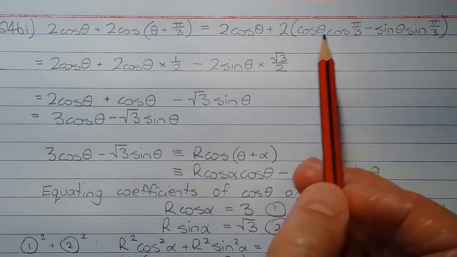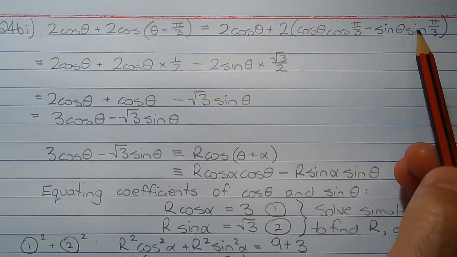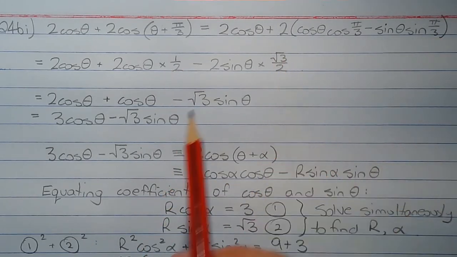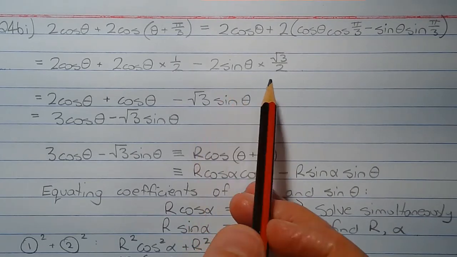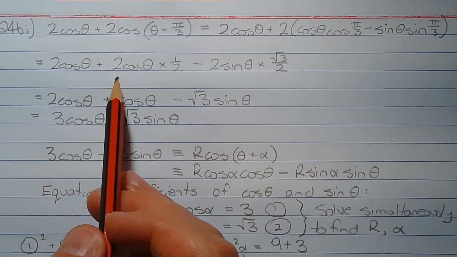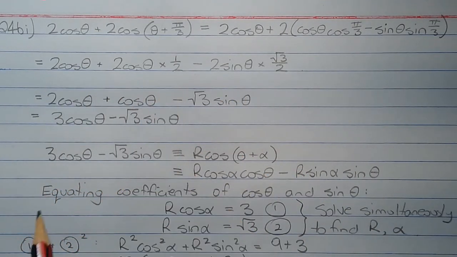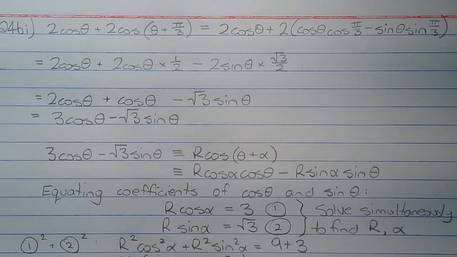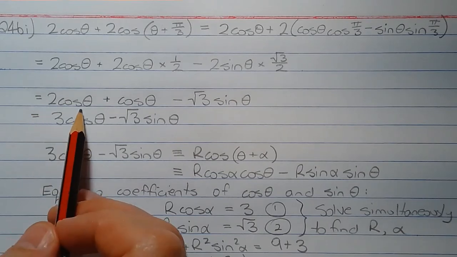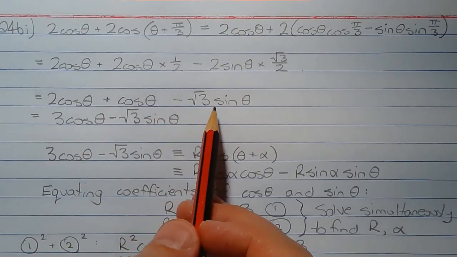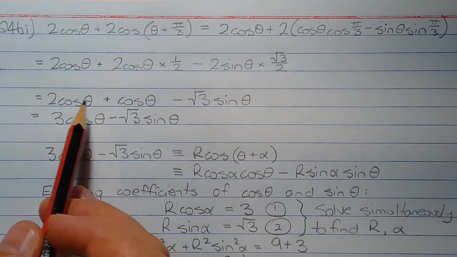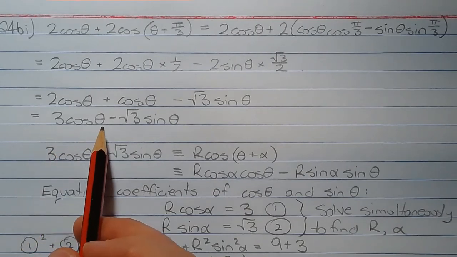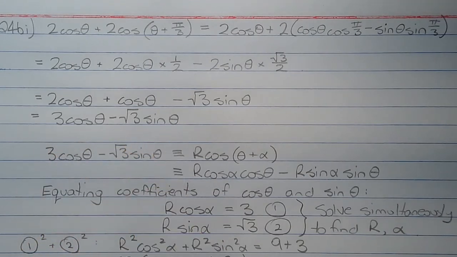Now cos pi over 3 is equal to half, and sine pi over 3 is equal to the square root of 3 over 2. So the expression becomes 2 cos theta plus 2 cos theta multiplied by half minus 2 sine theta multiplied by the square root of 3 over 2. And that equals 2 cos theta plus cos theta minus the square root of 3 sine theta. And collecting the like terms, that equals 3 cos theta minus the square root of 3 sine theta.